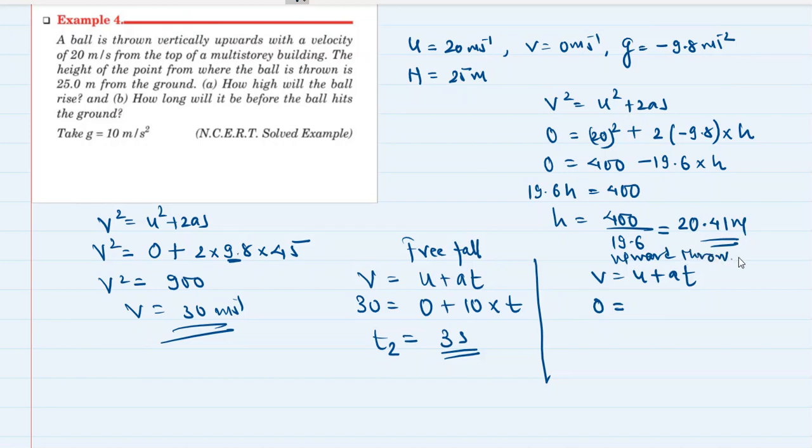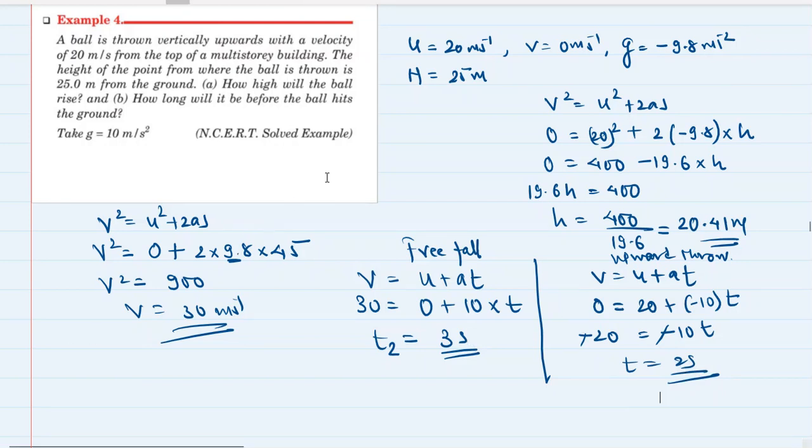Because I want to find the total time which the ball takes before it hits the ground. So final velocity for upward throw is 0, initial velocity is 20, acceleration I'll take as minus 10, time as t, so this will become minus 20 is equal to minus 10t, so t is equal to 2 seconds. So 2 seconds when you throw it up, it reaches the maximum position, and 3 seconds for that ball to come down. So total time taken is 5 seconds.